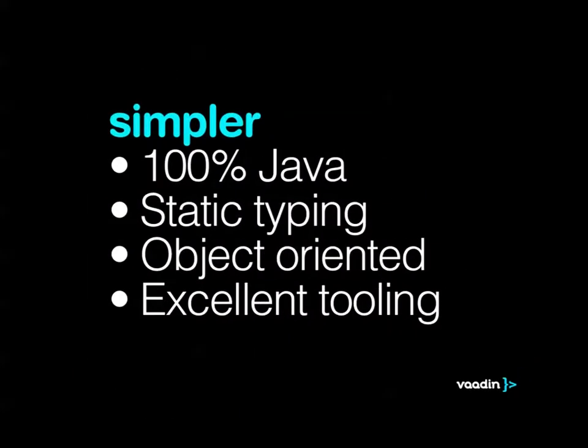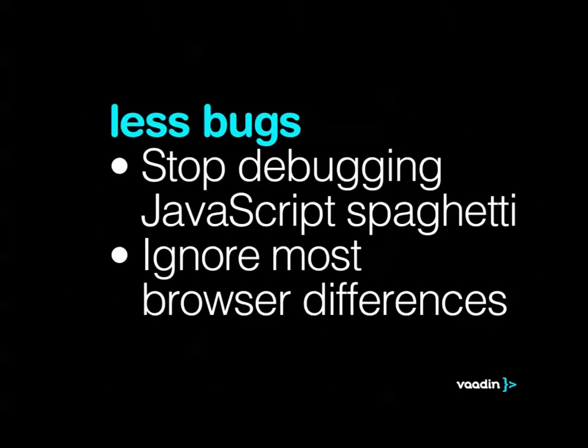So you can write the whole application in 100% Java. You get all the benefits of Java, like object-oriented design, static typing and really good tooling. Also you end up having fewer bugs. You probably end up using much less time debugging those browser differences and working out why this browser doesn't work correctly, and when you fix that, another browser breaks.